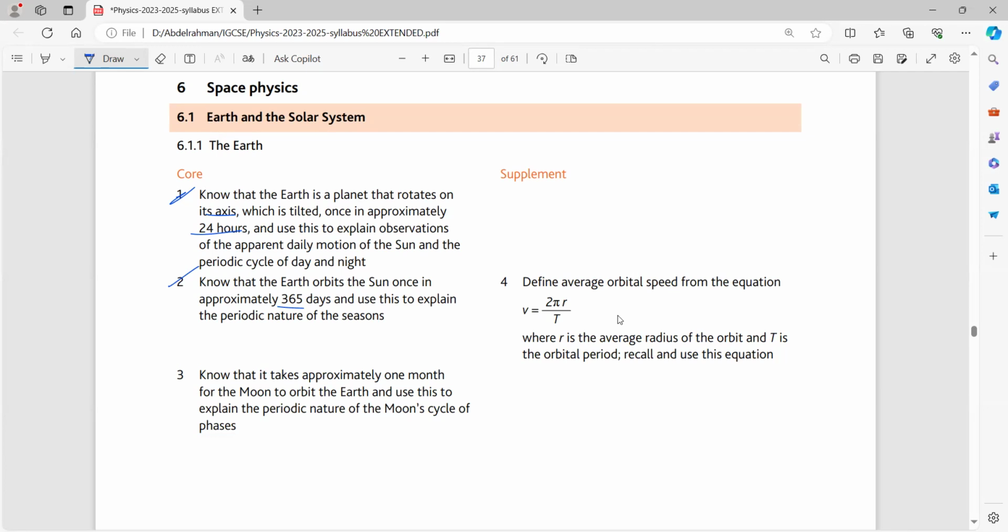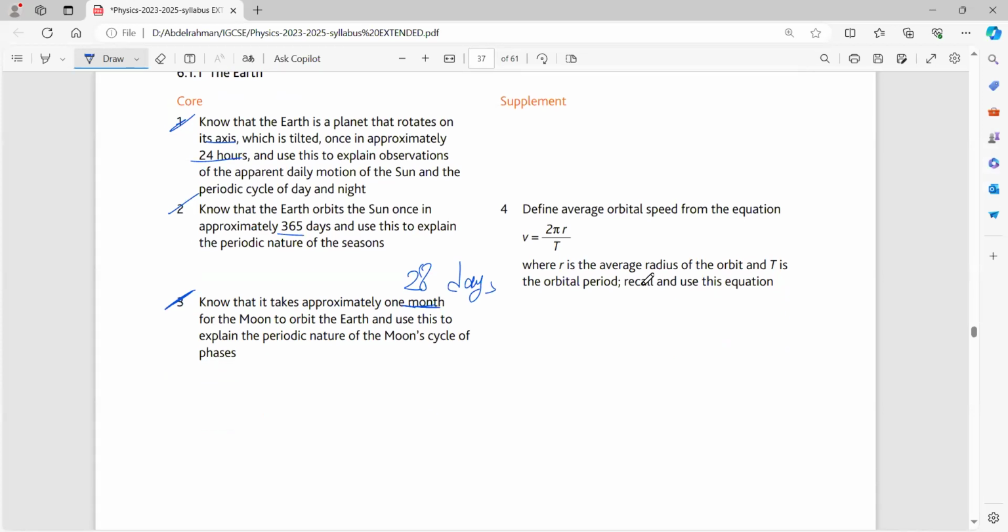You know all of the seasons. Know that it takes approximately 1 month for the moon to orbit the Earth. One lunar month is about 28 days, so the moon takes around 28 days to go around the Earth one time. Define the average orbital speed: v equals 2 pi r over t, in which r is the average radius and t is the orbital period.